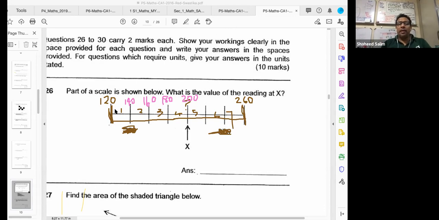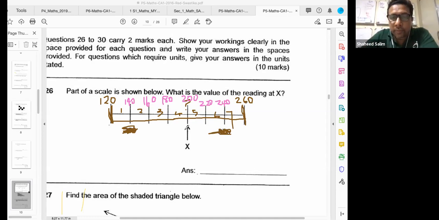Okay. So when you found one unit is 20, it means you want to go to the next unit, you plus 20, you get 140. You plus another 20 to go to the next unit, 160. Another 20, 180. Another 20, 200. Now to check whether you're correct or not, why don't you plus until 260? Another 20, 220. Then another one, 240. And then 260.